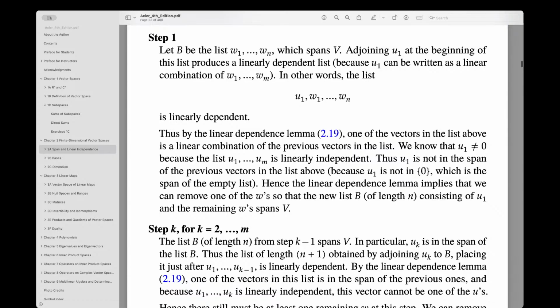And this is also another idea: no list of length 3 spans R4. What's going on here is that if you have a list that's shorter than 4, if it's not exactly 4, it's not going to span R4 because one of these guys won't be hit.